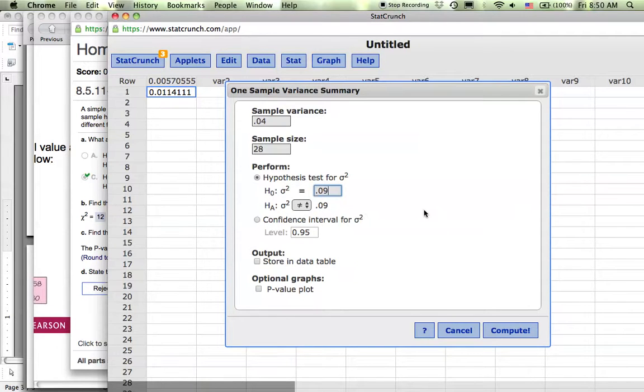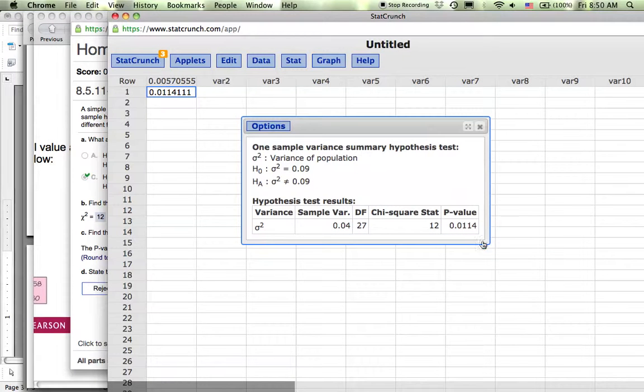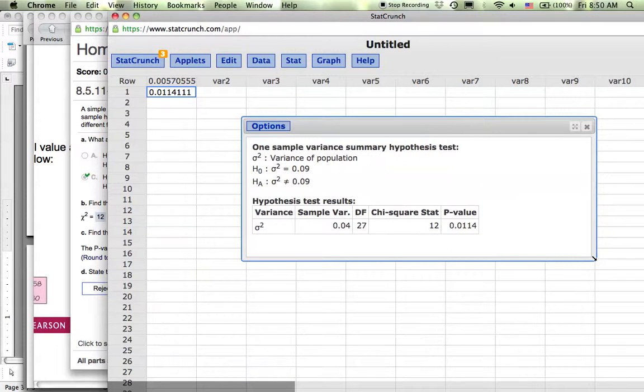Okay, and if you click compute, it will give you the p-value here. The chi-square and everything is down here. So you have your chi-square statistic equal to 12. That's the answer for part B. And the p-value is shown here. That is for part C. You can use either way to calculate that.